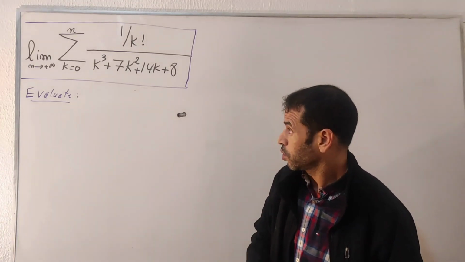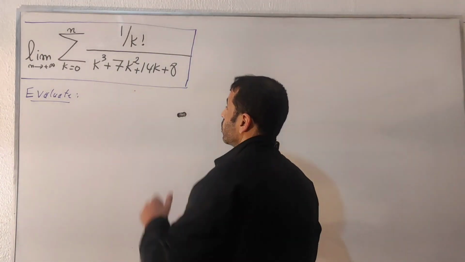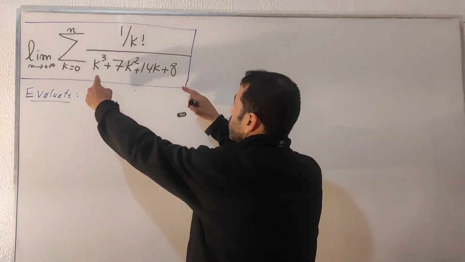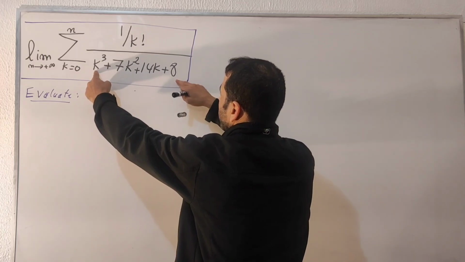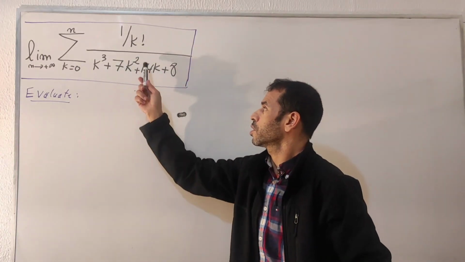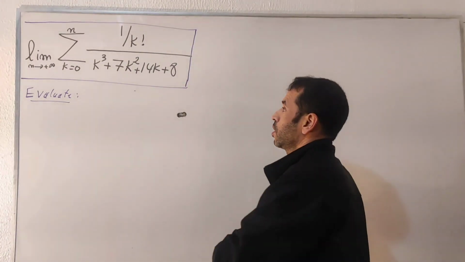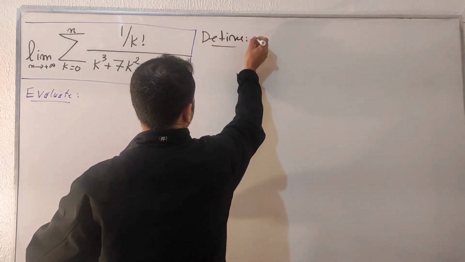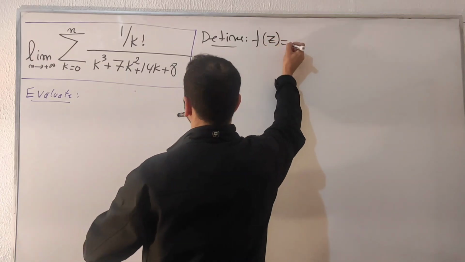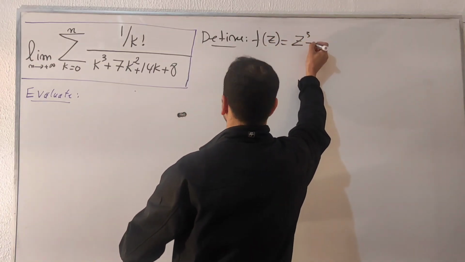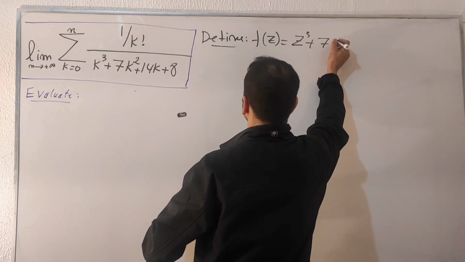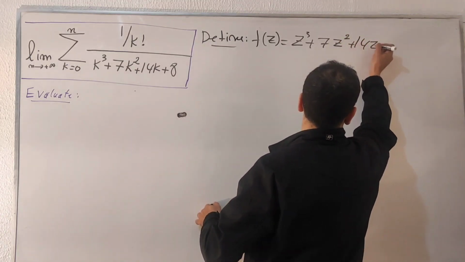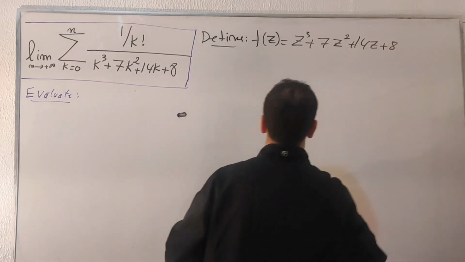So now let's jump into this one. The first idea that comes to our minds is to factor out this polynomial. Let's define the function f of z, which equals z cubed plus 7z squared plus 14z plus 8.